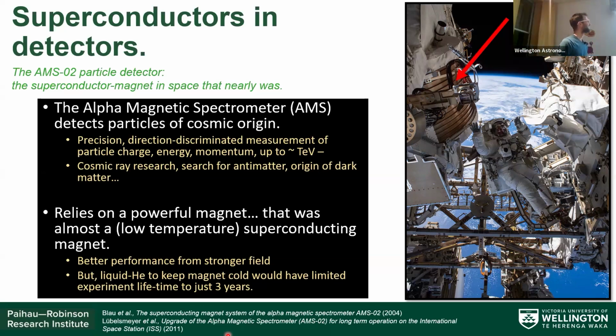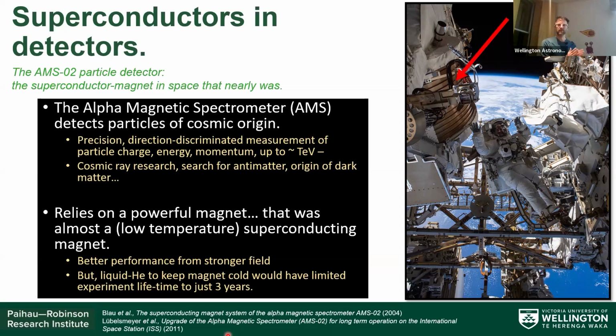It wasn't quite. So the AMS is a particle detector on the International Space Station. It's now been in operation for about 14 years. It is a precision and direction discriminated measurement of particle charge, energy, and momentum up to very high energies. So this is looking at cosmic rays coming from deep space, to investigate those, search for antimatter and various other cool physics.